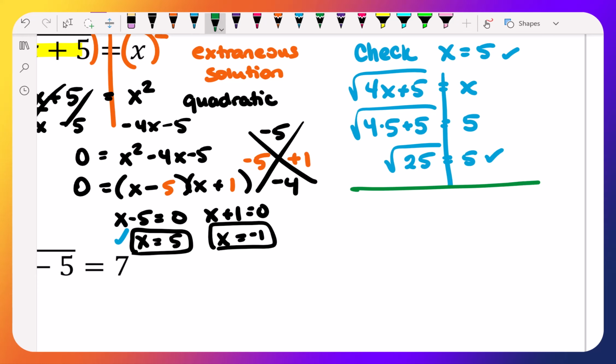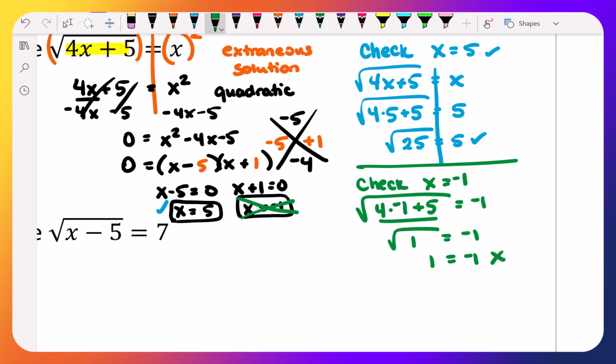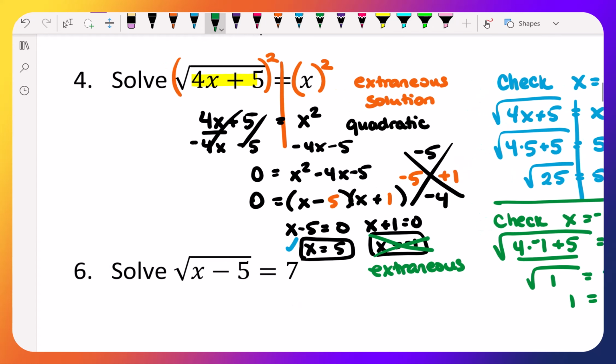But I suspect if I check -1, it's not going to work. So I'm going to go ahead and plug in -1 for the x. Okay, so I know that this is going to wind up being +1, and +1 cannot equal -1, so I'm going to throw this one out. This one is extraneous, just in case it asks you about it. So that's my only answer.